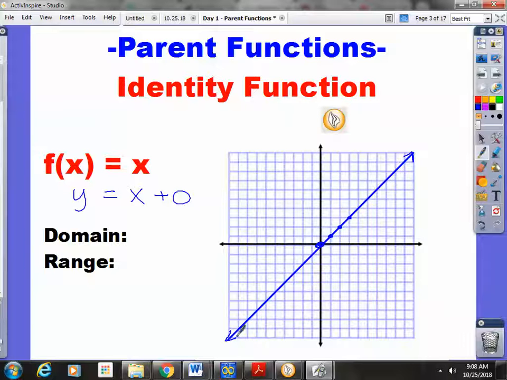What is the domain of this function? All real numbers. And the range? It's also all real numbers. So these are the two linear functions. If it's a horizontal line, we call that a constant. If it has an angle to it, its parent function would be the identity. Now, we're going to talk about transformations, meaning shifts in these graphs. We're going to specifically shift the identity, move it up, down, right, left, change its steepness. And we'll talk about that here in a second.